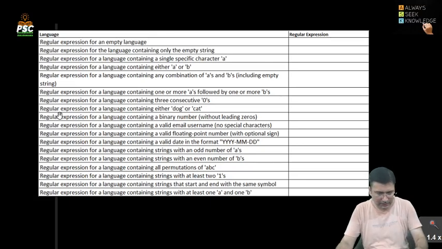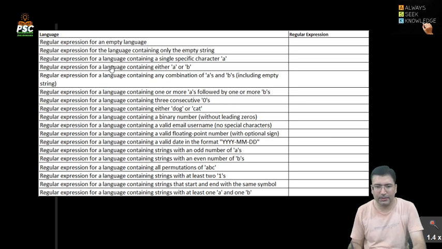Okay, so welcome back to this lecture. In the previous lecture, we have already seen the fundamentals of regular expressions. In this lecture, we are going to practice a few more regular expressions. So let's look at the very first regular expression which I have written here.